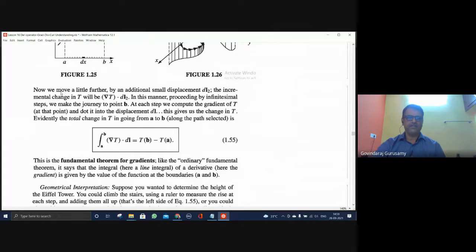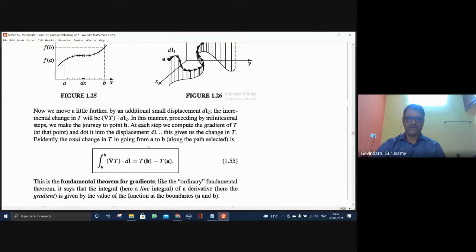Now we move a little further by an additional small displacement dl2. The incremental change in T will be this. In this manner, we proceed by infinitesimal steps and make a journey to a point b. Please note that this is vector point a, vector point b. At each step, we compute the gradient of T at the point and dot it into the displacement dl. At each point we calculate and take the dot product. This gives us the change in T.